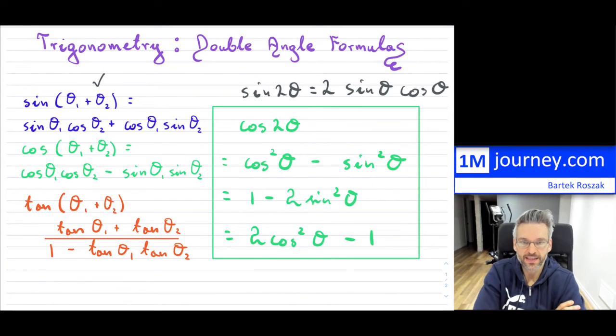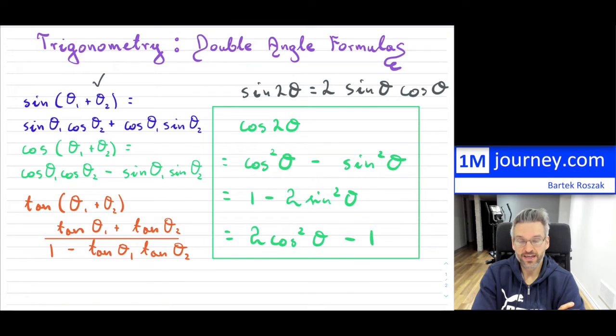All right, so I cleaned it up. So we have basically 3 things. So sine 2 theta is equal to 2 sine theta times cos theta. Cosine 2 theta is equal to cos squared theta minus sine squared theta, or 1 minus 2 sine squared theta, or 2 cos squared theta minus 1.